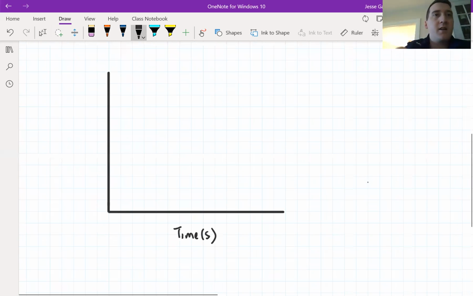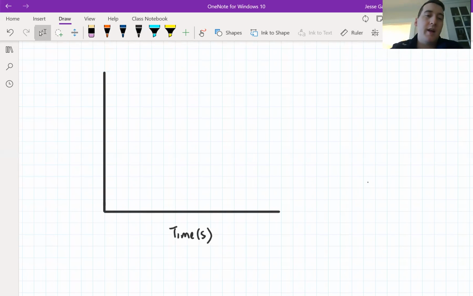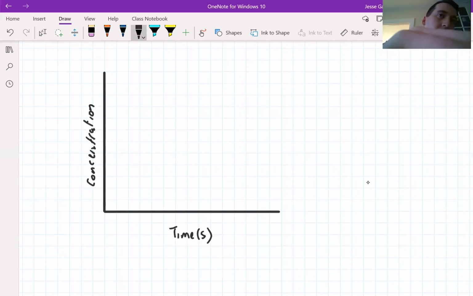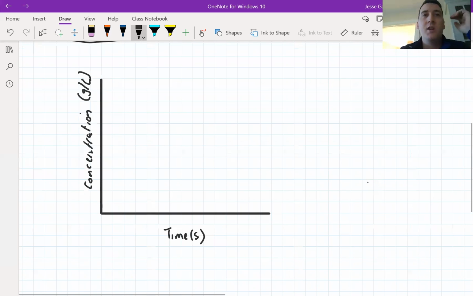On the y-axis, there are a couple of ways you can label it. It depends what you're measuring, but generally we want to measure something called concentration. We've seen concentration before. It basically means how much of something there is. It might be in grams per liter, or it could have a different unit depending on how you're measuring it. If you have a high concentration, that means you have a lot of the substance. If you have a low concentration, you don't have much of the substance.